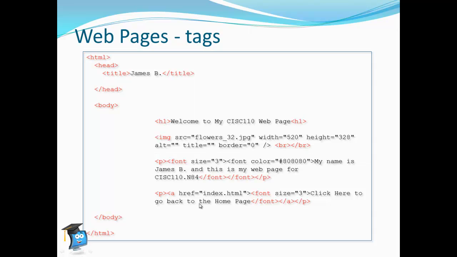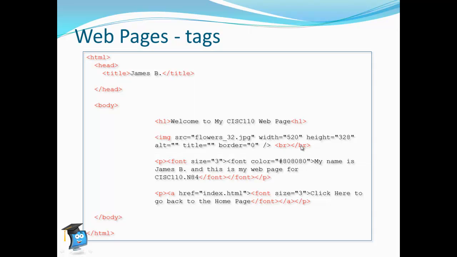Inside the body, we have a number of different things going on. The first thing is you'll notice we have our header. And the reason that this text here, welcome to my CISC 110 web page, is so much bigger is because of these tags called header tags, H1. Now, there are a couple of different headers that you can have. H1 is the largest, H2 is one step down, and then H3 is even smaller. So you can have different size header tags. Our next tag is an image tag, and unlike other tags, the image tag does not need an ending tag.